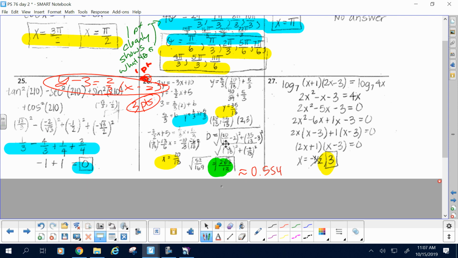Okay, 27 was a log problem. You had two solutions, but negative 1/2 is not okay in the second log expression, so just 3 is your answer.